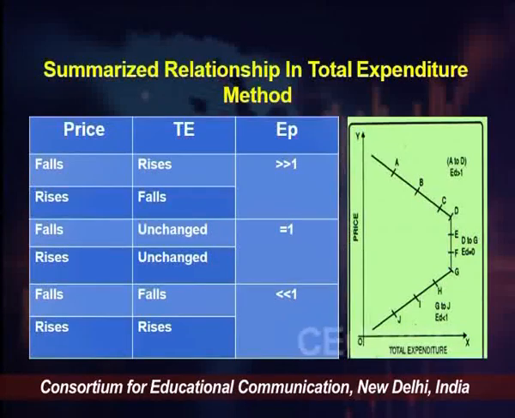So to summarize this, you can see this table. When price falls and total expenditure rises, or suppose price rises and total expenditure falls, then in that case elasticity of demand is greater than 1. And if it remains unchanged, whether the price falls or price rises, then elasticity of demand is equal to 1. Or in another case, when price falls, total expenditure also falls, and when price rises, total expenditure rises, then it is less than 1.